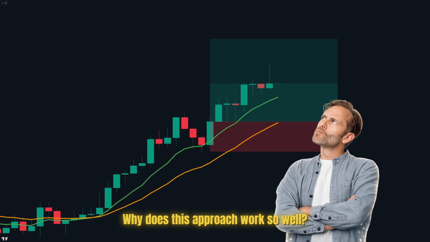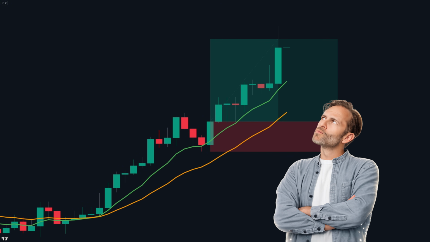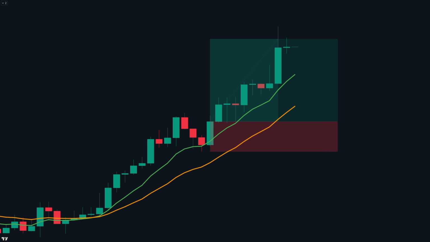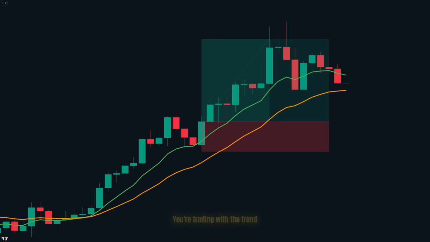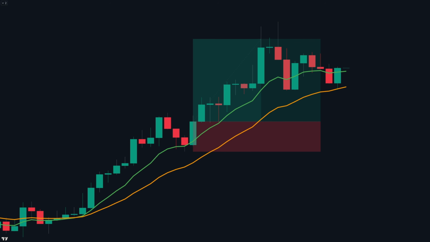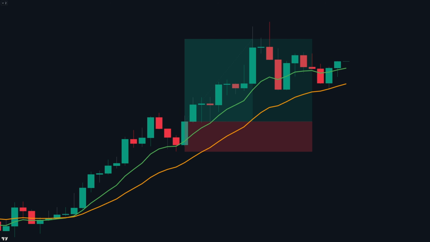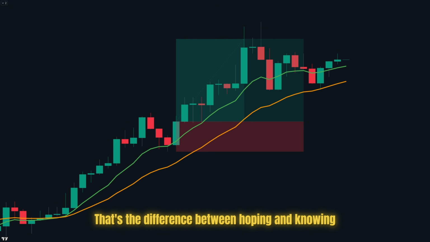Why does this approach work so well? Because you're layering confirmation. You're not just relying on the EMA crossover. You're waiting for structure, then waiting for price to test that structure, and then waiting for buyers to prove themselves with real momentum. You're trading with the trend, but only after the market shows you it's ready to continue. That's the difference between hoping and knowing.